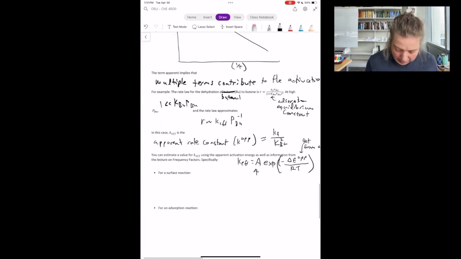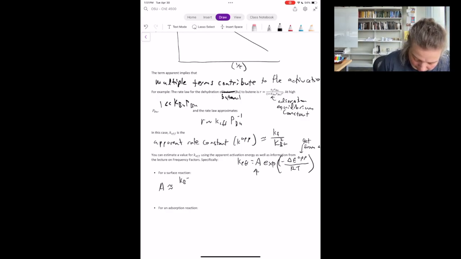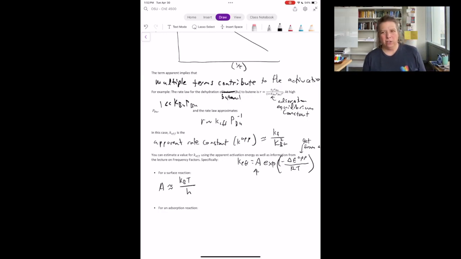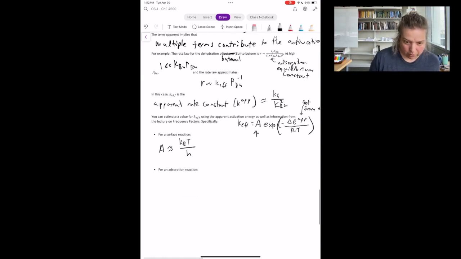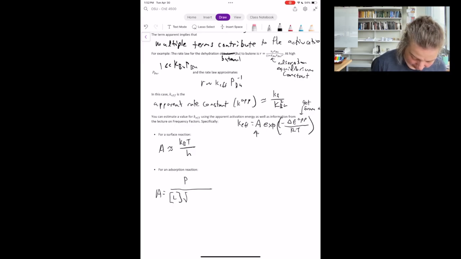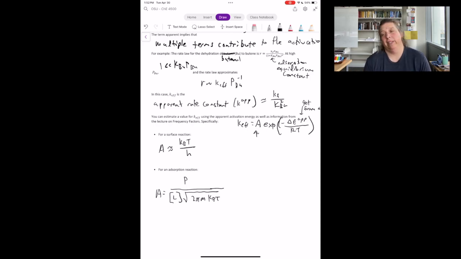And so then all we need to do is get this frequency factor. For a surface reaction, we said we can estimate those as simply being equal to kBT over h, and that's because there's no entropy change. For an adsorption reaction, we said that those can be equal to P divided by the square root of 2 pi m kBT. So that's going to give us a reasonable approximation. On the other hand, some papers are going to give you a frequency factor, so you wouldn't have to make those approximations. If that's the case, that's fine. But in the absence of that information, here are some models that you can use to do that.